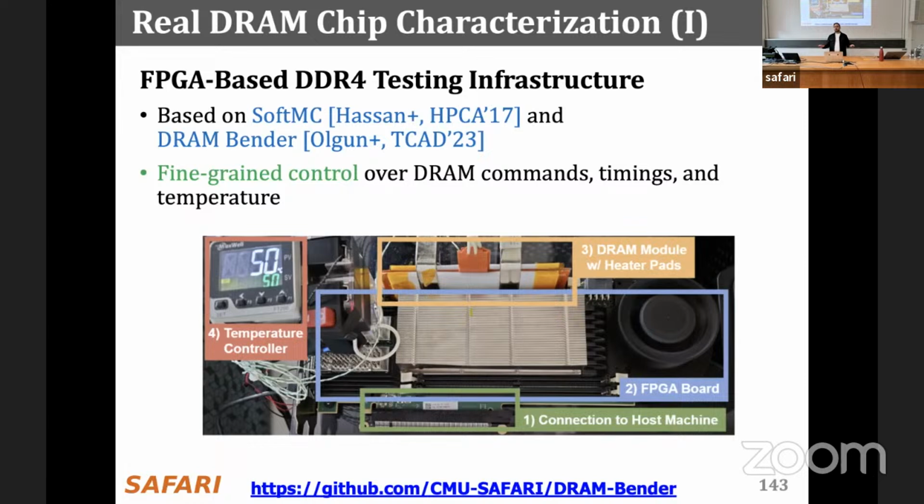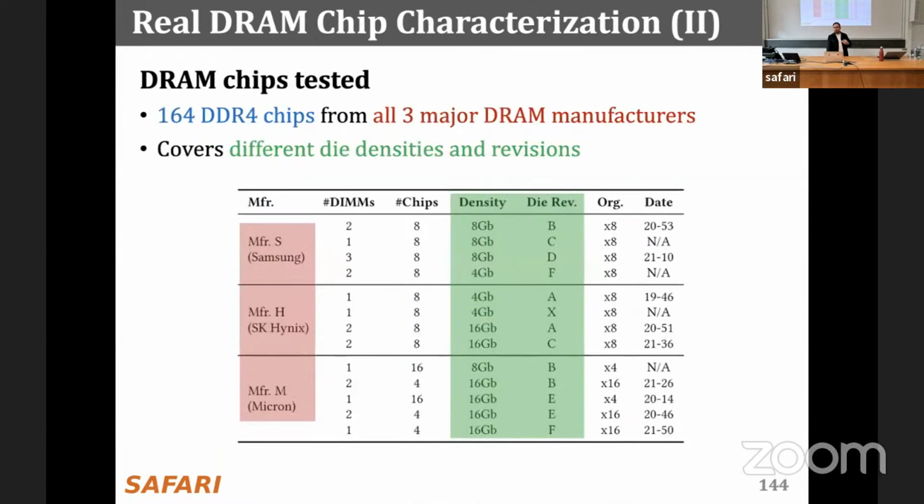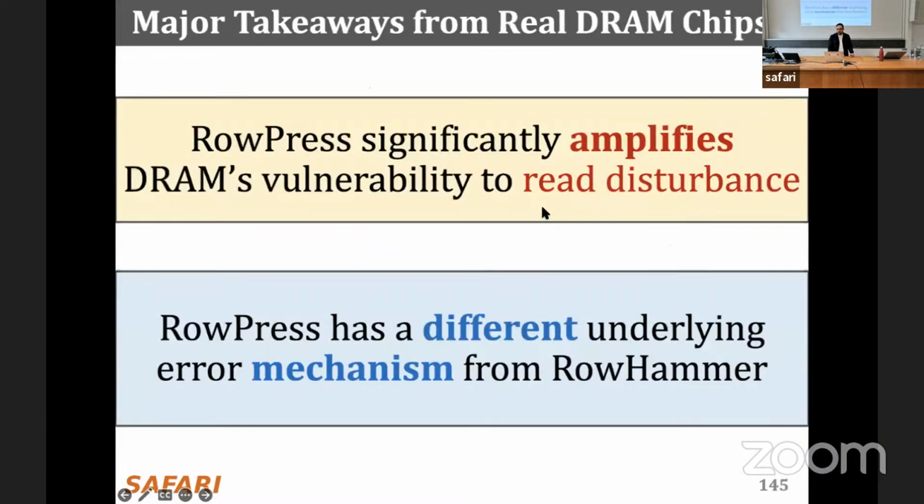So we have full control on what kind of DRAM commands we are issuing to these DRAM modules, and we have fine-grained control over their timings. Every 1.5 nanoseconds, we can issue another DRAM command. We test 164 DDR4 DRAM chips from 3 major manufacturers that cover different densities and revisions, so from different generations, if you will. We observe that they are vulnerable to this new read disturbance phenomenon, RowPress, and RowPress significantly amplifies DRAM's vulnerability to read disturbance. And it has a different underlying error mechanism as well.